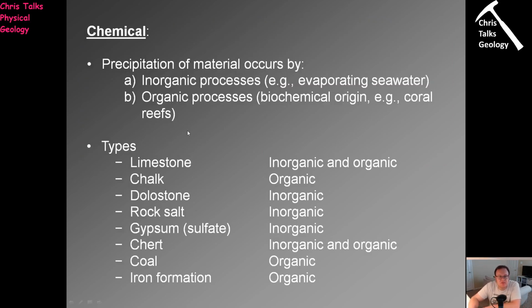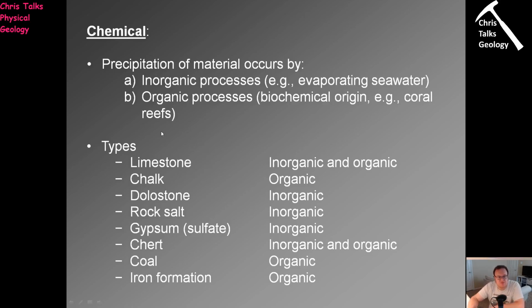So in terms of the chemical sedimentary rocks, we are looking at precipitation of material which has occurred by either inorganic processes, so something like evaporation, or by organic processes, so a biochemical origin, so something like coral or an oyster making its shell larger. You can see that in both of these instances we're not dealing with a situation like the clastic sediments where we have pieces of sediment being transported around. Most of these processes are going to take place in the same location as the sediment will be deposited.